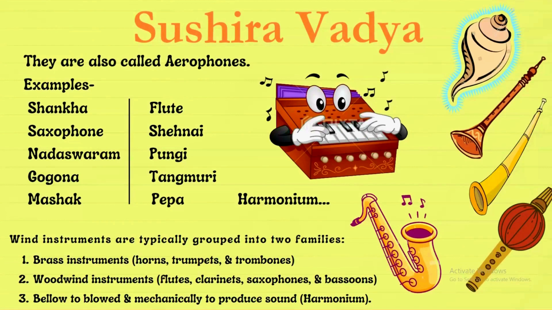These instruments will be categorized into the following categories, mainly three. The brass instruments, horns and trumpets; woodwind instruments, the most common example being the flute, clarinets, saxophones and bassoons; and bellows to be blown and mechanically produce the sound, such as the harmonium, which is one of the most famous, and every person should know about it. So let's move.